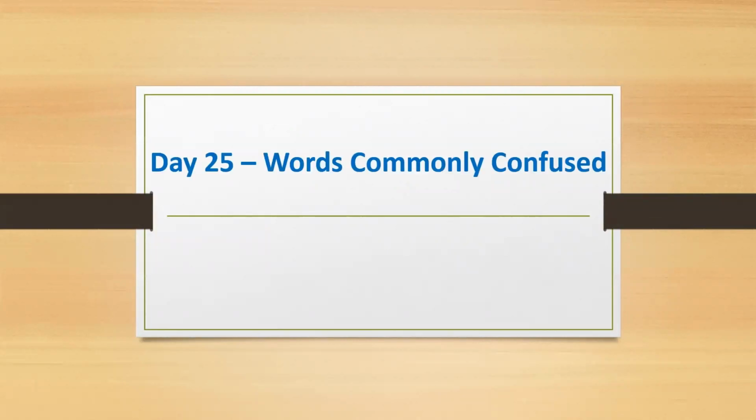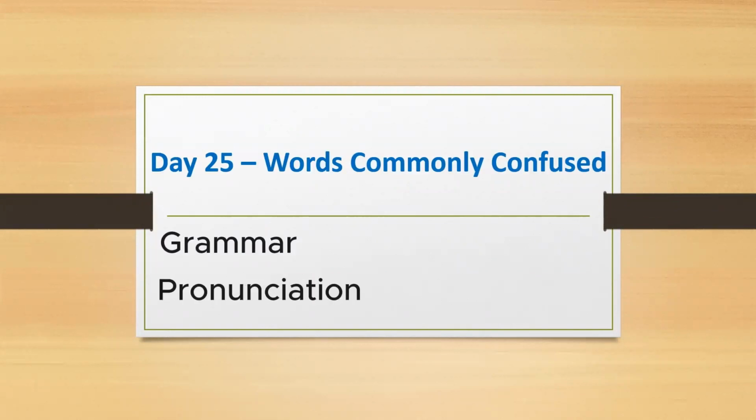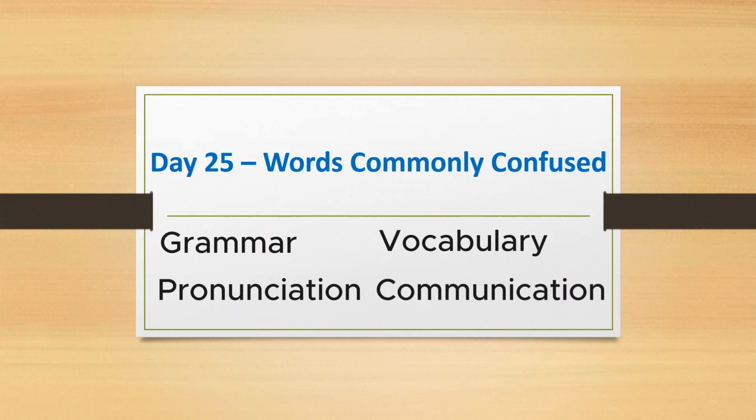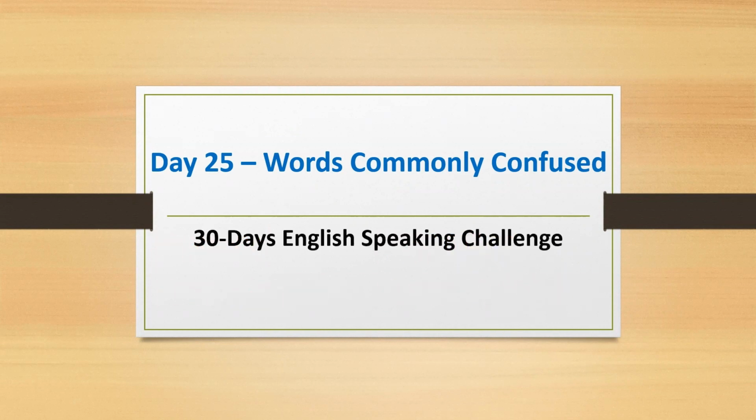In order to speak fluent English and express yourself in the best way, you have to understand and practice important aspects of the English language like grammar, pronunciation, vocabulary, and communication. In our course, 30 Days English Speaking Challenge, these aspects are explained in detail with examples. In this video, you will learn English words commonly confused.